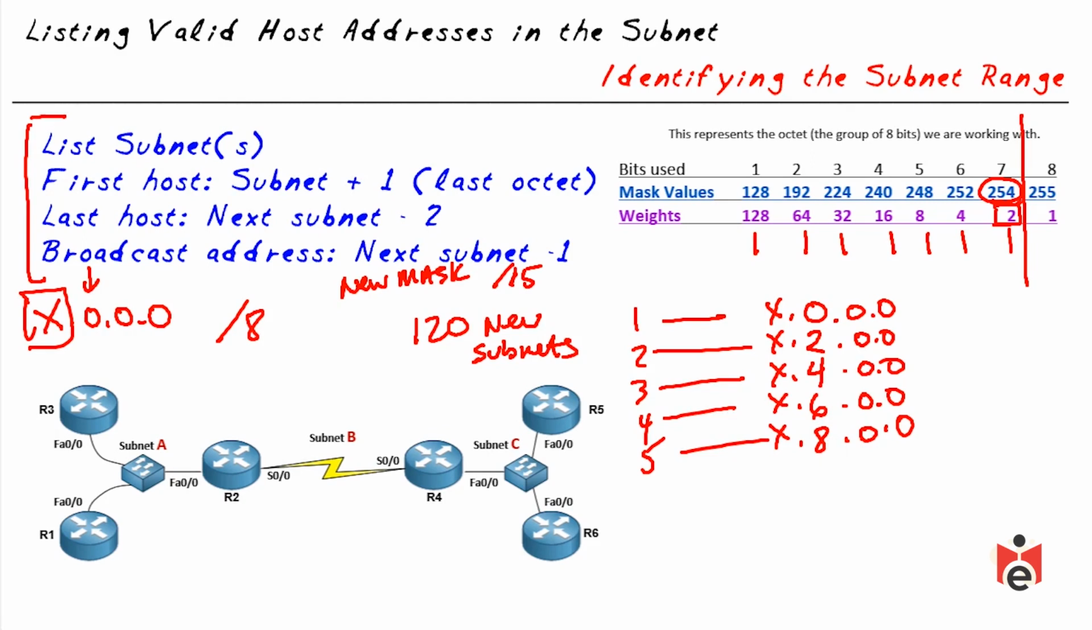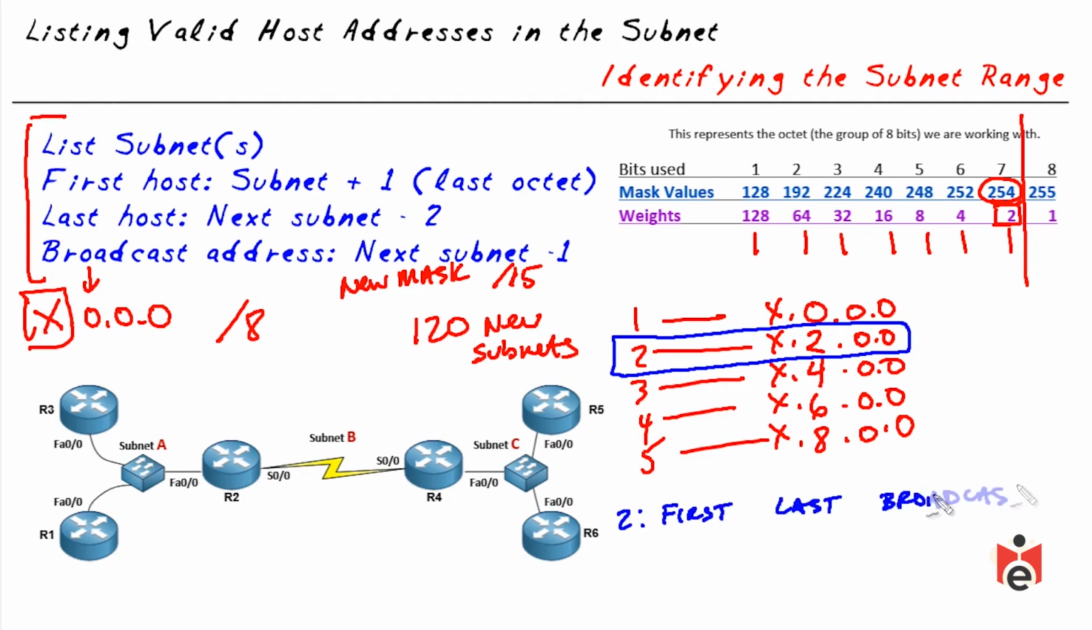In fact, let's just pick on subnet 2 for a moment. And what I'd like to do is, for subnet 2, identify the first host, the last host, and the broadcast address. The rules are exactly the same. We've listed our subnets. That's already done. We've got 5 of them right here. For the first host for subnet 2, it's going to be one more than the actual subnet value itself. So the first host is going to be x.2.0.1. And that's the first valid IP address on subnet 2.